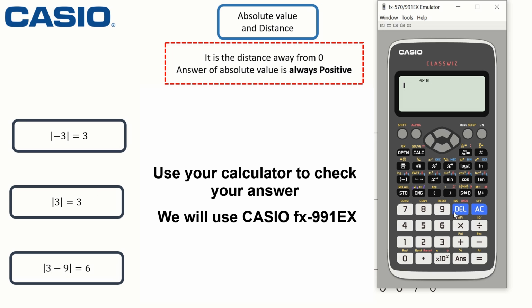Using the CASIO FX-991EX, check the answer of each absolute value. Press Shift, left parenthesis, negative 3, then press equal. To check the answer of the second absolute value, of 3, press Shift, left parenthesis, 3, then press equal. To check the answer of the last example, the absolute value of 3 minus 9, press Shift, left parenthesis, 3 minus 9, then press equal.